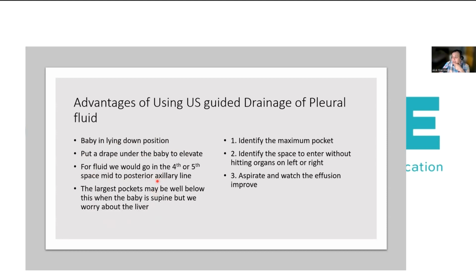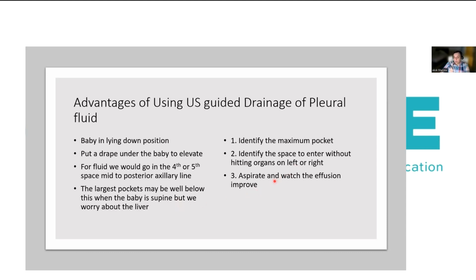So if you did want to go into the sixth space, which a lot of people feel quite uncomfortable doing because you're worried you'll hit the liver, then you can actually do that by detecting that pocket using an ultrasound. The idea from our perspective is that you would use a transverse ultrasound, as you can see me do, in the posterior lateral areas of the chest, going down to basically quantify the largest pocket of fluid and then mark that area for your insertion of the drain.